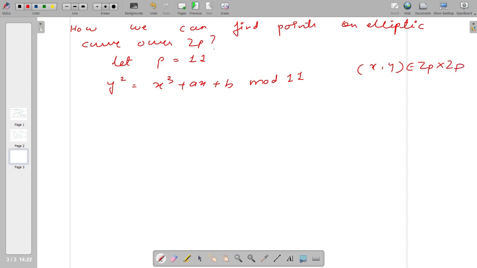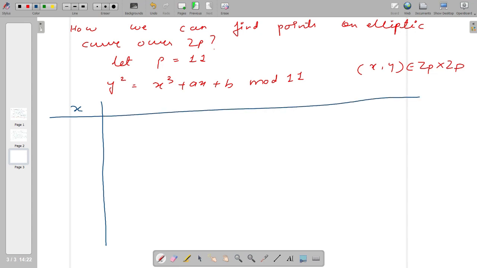Now we need to find the various values of points x and y. How can we do that? Let's say this is x, and what is the value of x? All the values in Z11. So if we talk about p, it will be 0, 1, 2, 3 up to p minus 1. And for each of these we need to find y, which is x cube plus ax plus b.